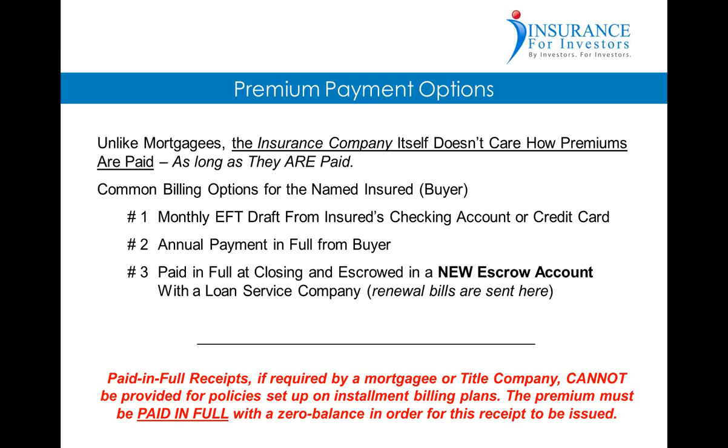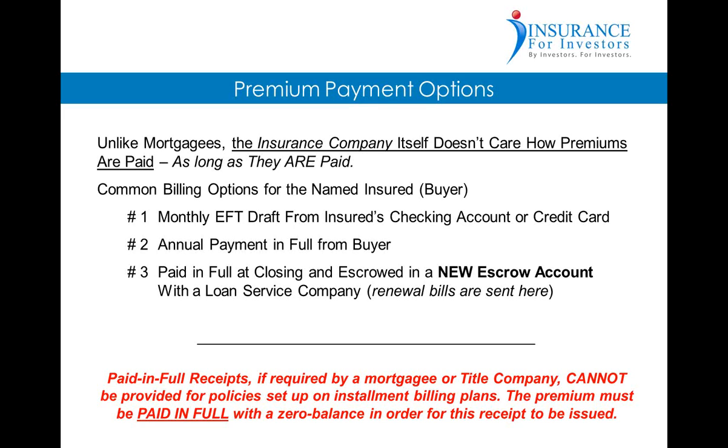There can be a one-time annual payment in full from the buyer, or it can be paid in full at closing and escrowed in a new escrow account, as we've just discussed, with a loan service company. Again, the insurance company doesn't care. However, paid in full receipts, if required by a mortgagee or title company, cannot be provided for policies that are not paid in full and that are set up on installment billing plans. The premium has to be paid in full with a zero balance in order for this receipt to be issued.